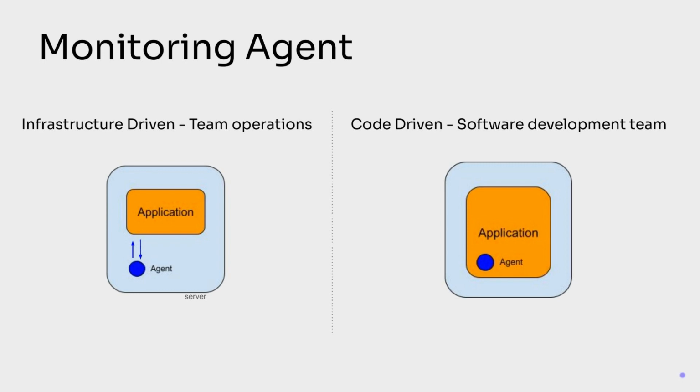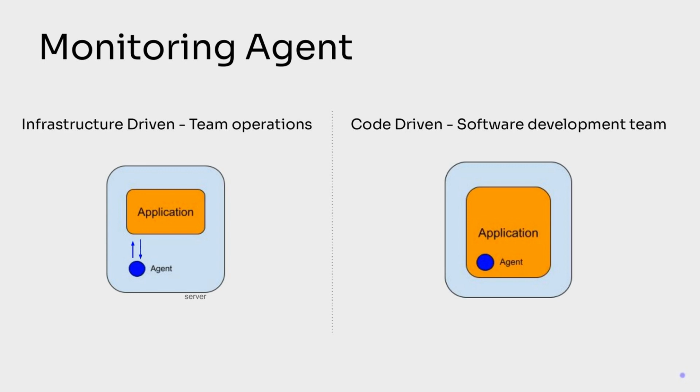One requires being installed at the infrastructure level, therefore on servers or virtual machines. In this case, we can define it as an infrastructure-driven tool. Other tools, however, offer agents in the form of purely software libraries, which are installed as a library among the application dependencies, and therefore we can define it as a code-driven tool.